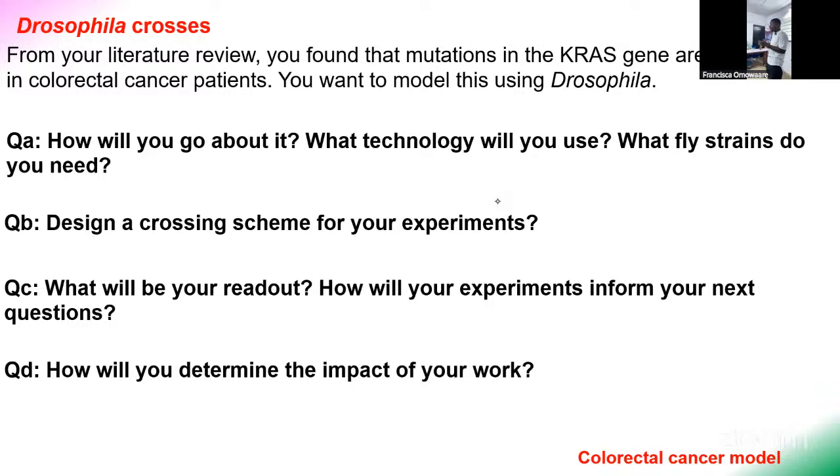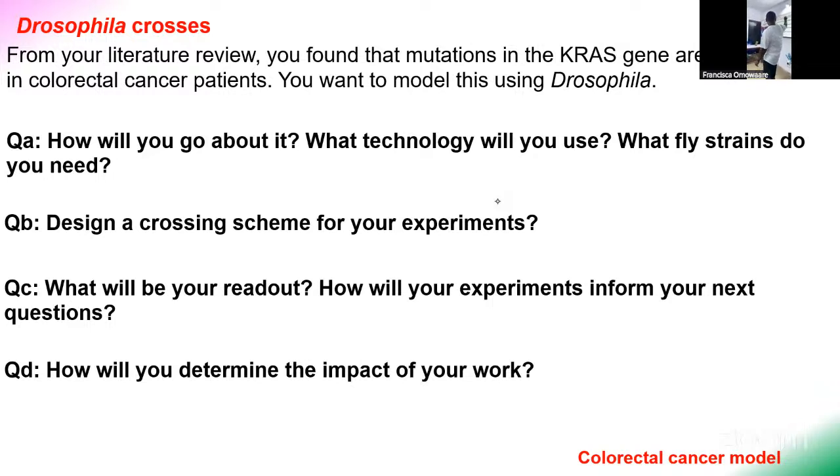Like a lot of people study it, and people study it from genetics, structural biology, computational biology, from cells, from flies, from mouse and things like that. So it's really the body of knowledge regarding KRAS. So from your literature review or your computational studies, you found that KRAS is a gene that is recurrent in patients, basically. And then you want to model this in flies, right?